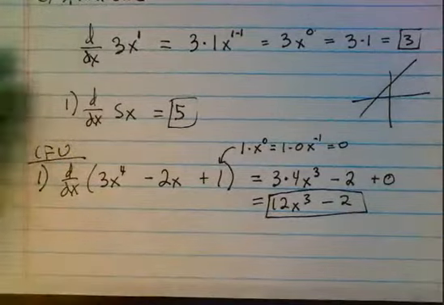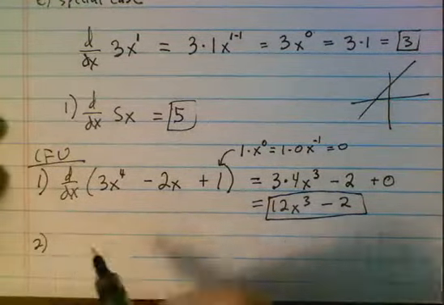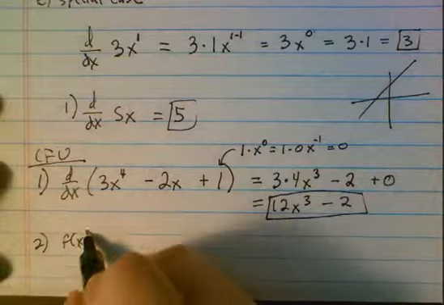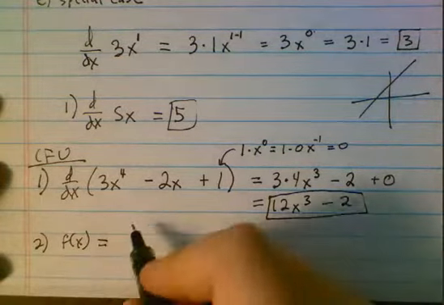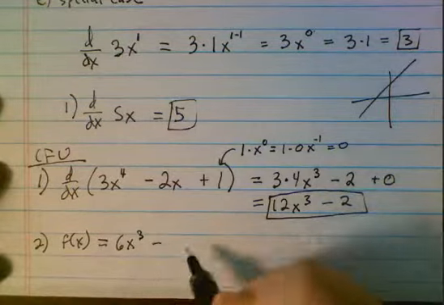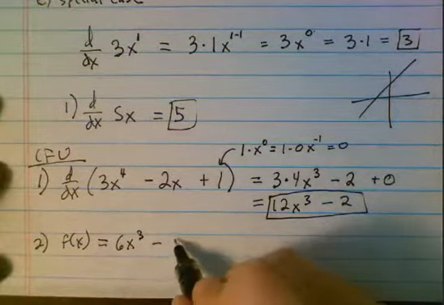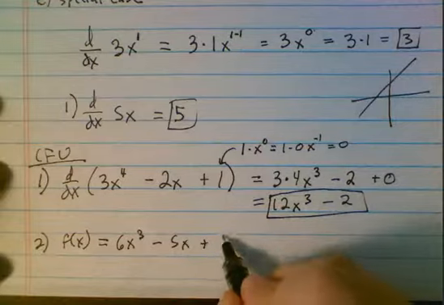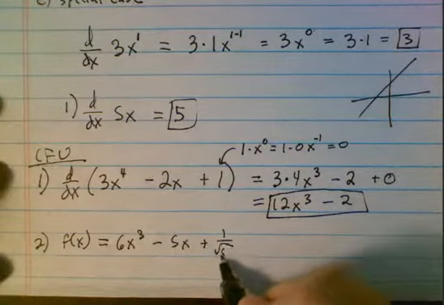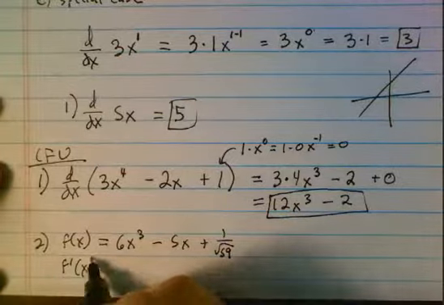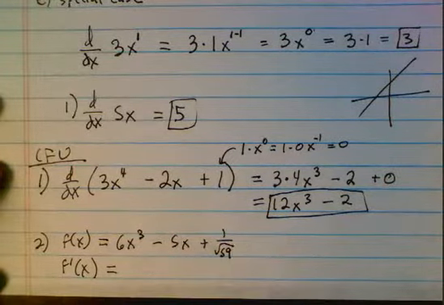Let's do one more and we'll be at the end of the notes. If f of x equals 6x to the 3rd minus, let's say, 5x plus 1 over the square root of 59. Let's find f prime of x. Pause the video now.